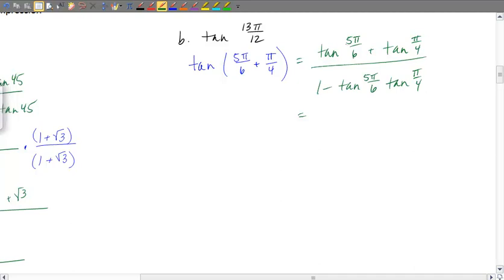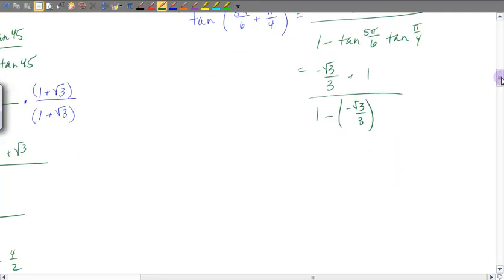Well, the tangent of 5 pi over 6, if you have your unit circle sitting out in front of you, or if you've memorized it already, you should remember that the tangent of 5 pi over 6 will be negative square root of 3 over 3. The tangent of pi over 4 is just 1. Okay, so then we rewrite the denominator as 1 minus a negative square root of 3 over 3 times 1. So I'm just going to leave that off. So this is going to get rather complicated.